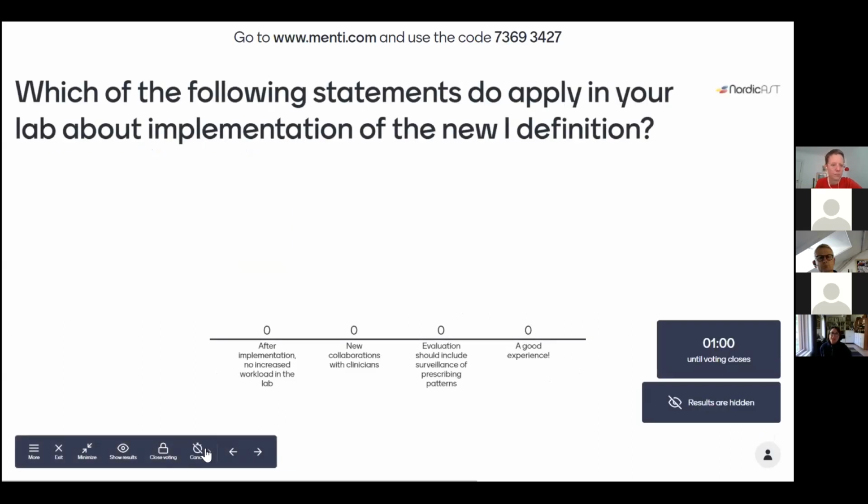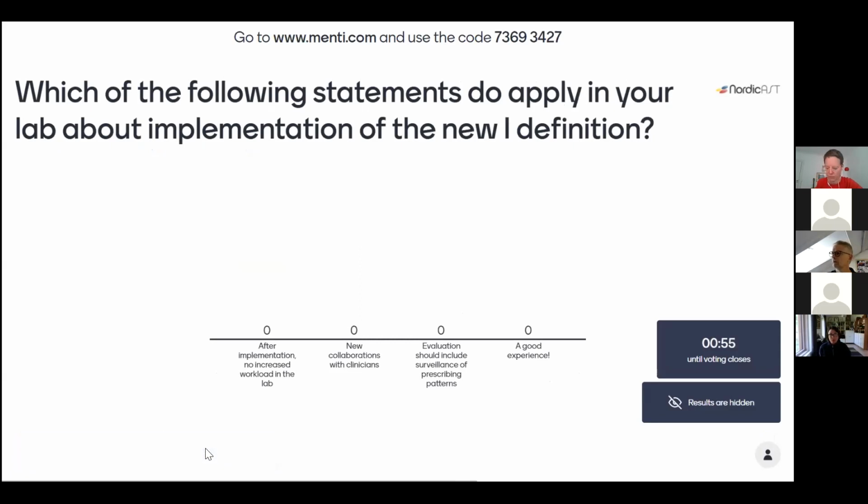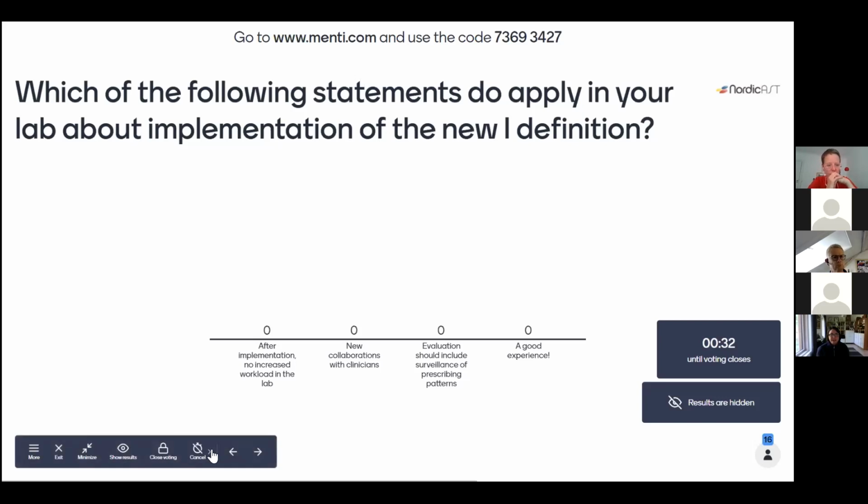Which of the following statements apply in your lab about implementation of the new I definition? First, after implementation, no increased workload in the lab. Second, new collaborations with clinicians. The third, evaluation should include surveillance of prescribing patterns. And the last one, a good experience. And now the vote has started.